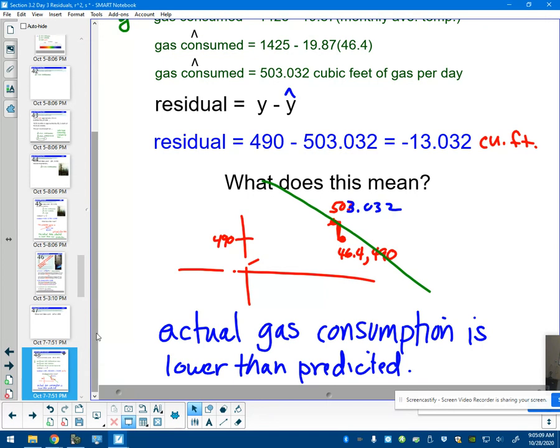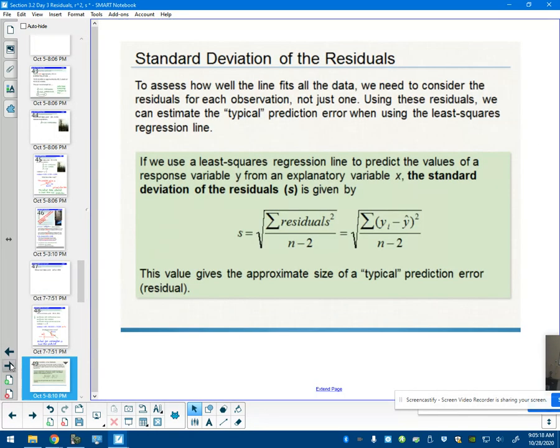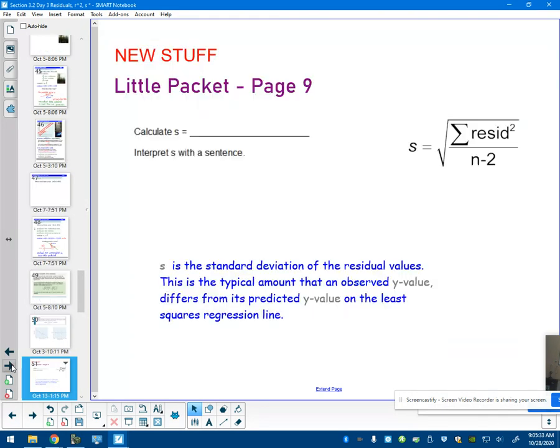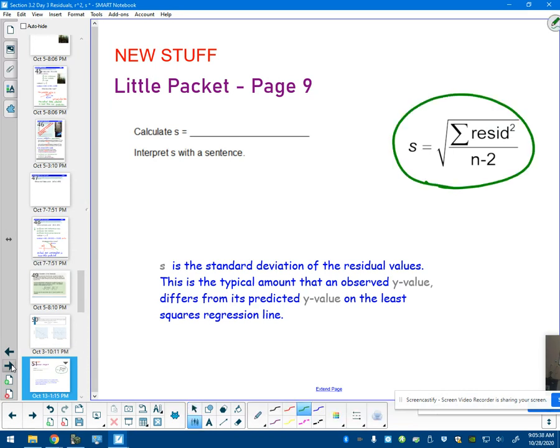Okay, what I want to do now is go back to your Cliff Notes packet, if you would. We're going to talk about the residuals, and I know that was really fast. We're going to talk about the size of the residuals. So the standard deviation of the residuals is the formula you see. It's also written on page 9. Page 9 is going to look like this. So that's our formula for the standard deviation of the residuals.